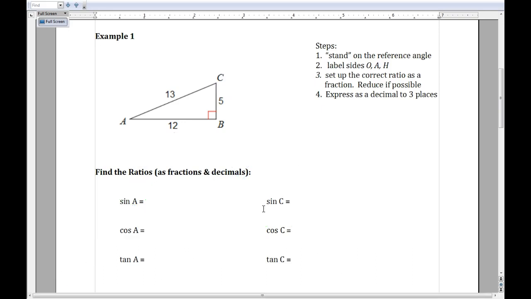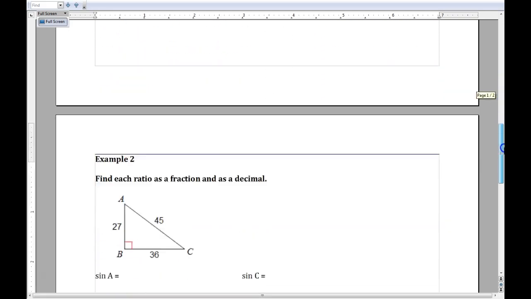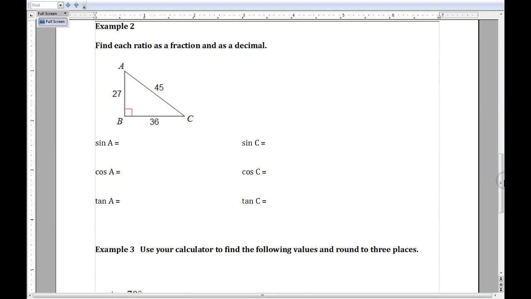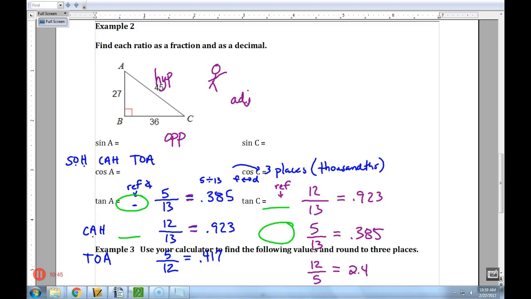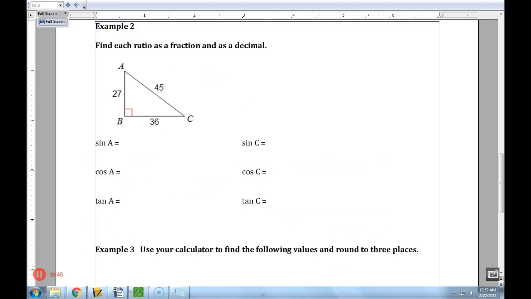So let's move down and try another one. If you want to pause the video, see if you can do this one on your own, give it a shot and then check it with mine. You always want to reduce the fraction, because standardized tests are going to have these reduced. All right, I'm going to get after this one and put my guy up here.